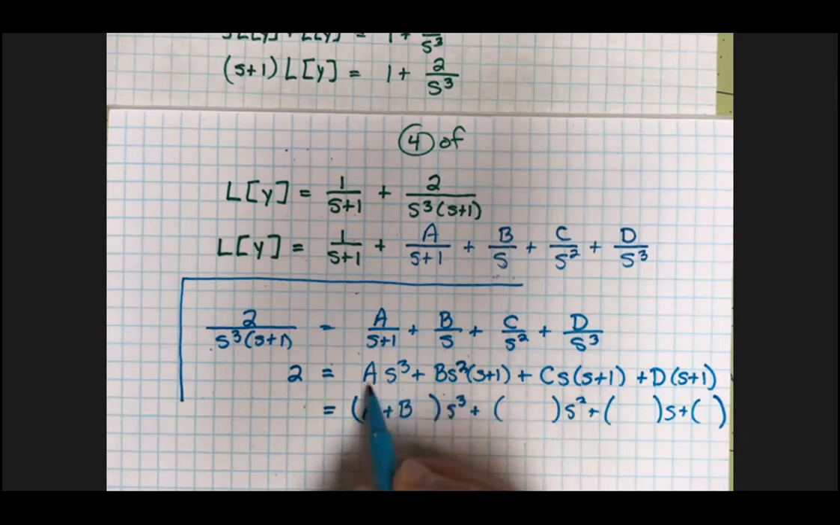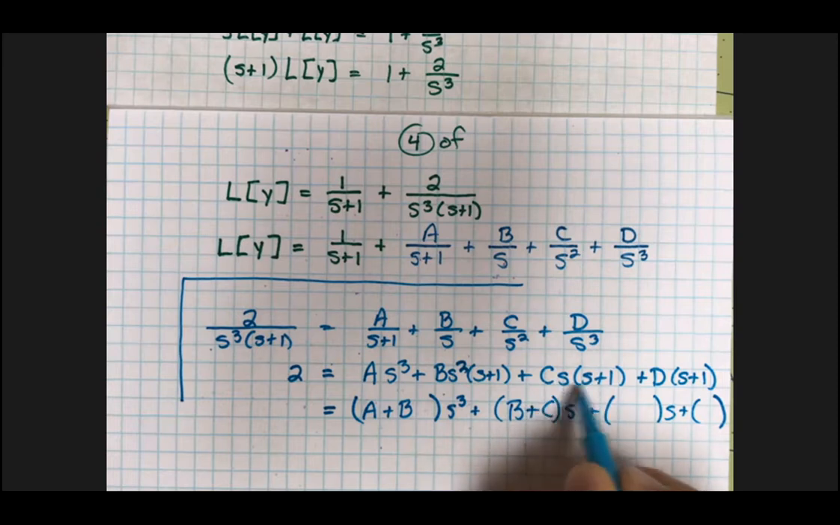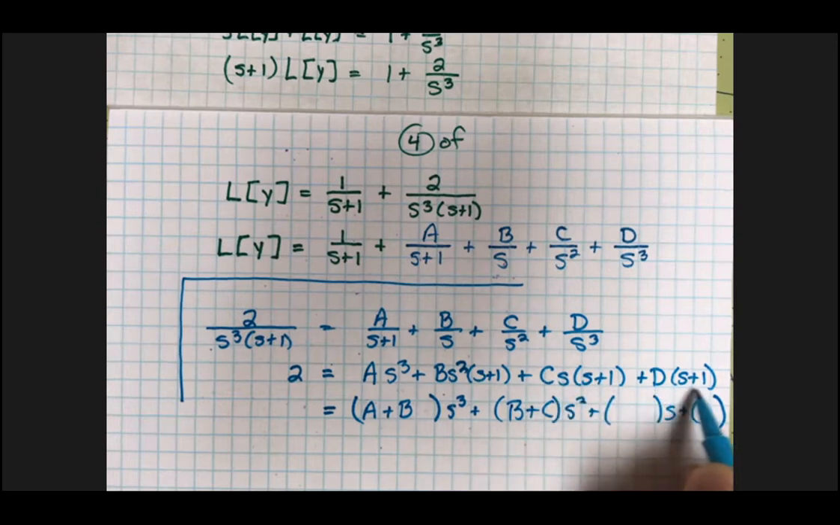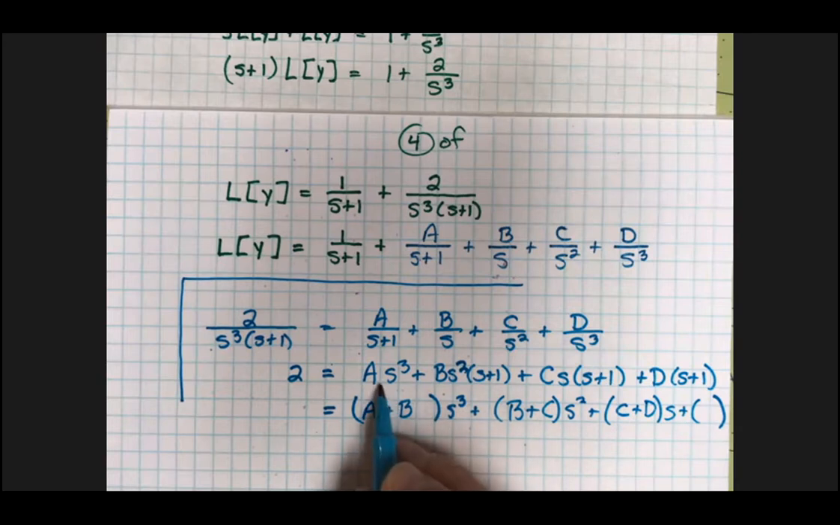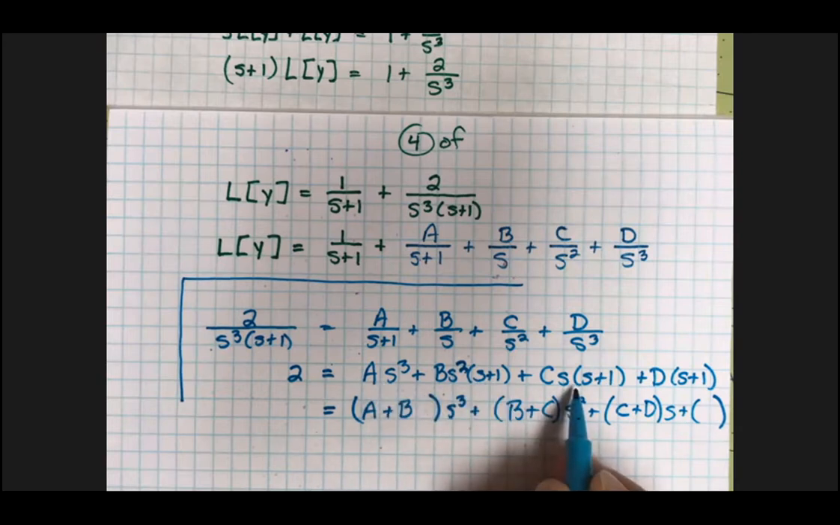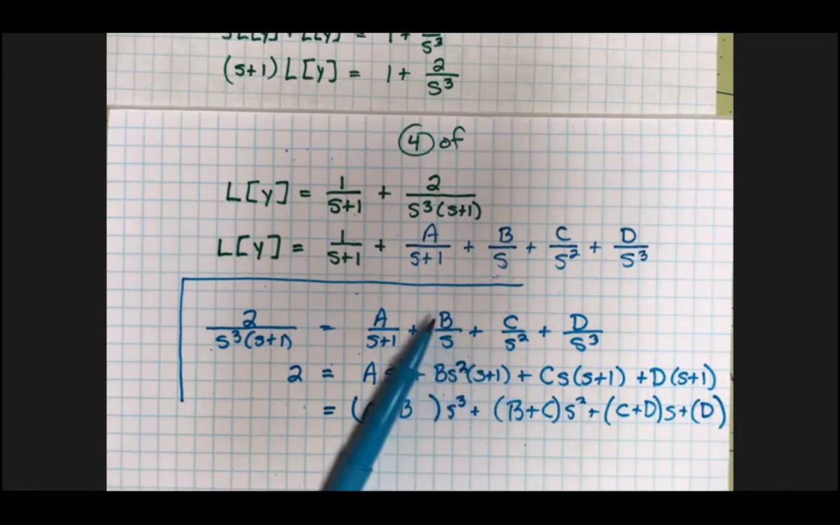Likewise for s squared, none here. There's a B s squared when the B s squared strikes the 1. There's a C s squared when the C s strikes the s. There is no s squared here. Let me finish it, filling it in. How many s's? None, none. C s plus D s. How many constants? No constants, no constants, no constants. Everybody got an s. Here there's a constant of D. And that is enough to tell me what A, B, C, and D are. And actually, a very simple system.